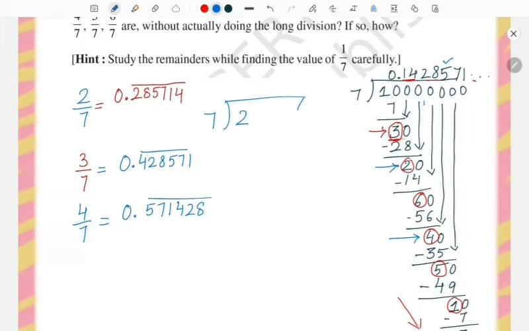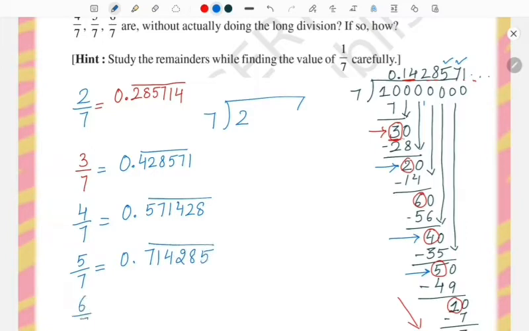Okay, next for 5 by 7. For 5 by 7, 5 came out as a remainder here, right? 5 remainder यहाँ पर आया है. उसके बाद what did I add in the quotient? We added 7 in the quotient, right? So the decimal expansion would start from 7. This becomes 7, 1, 4, 2, 8, 5 with a bar again.